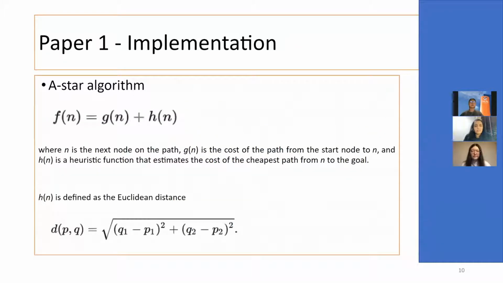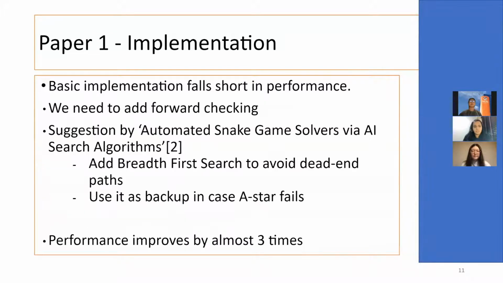Next. So first, I approached a very basic implementation of the A star algorithm. And the aim of the A star algorithm is to minimize this F value, which is the sum of G and H. G here is the cost of navigating to this node N so far, and H is any heuristic function that we can define. In the case of the A star algorithm, H is defined as the Euclidean distance, and you can see the formula of the Euclidean distance here. So basically the shortest path.